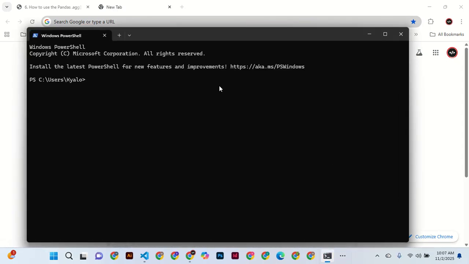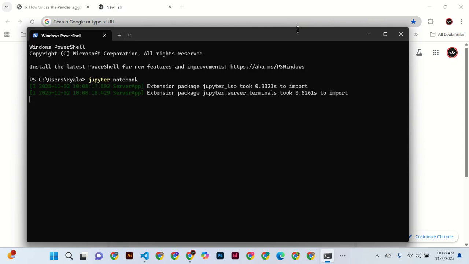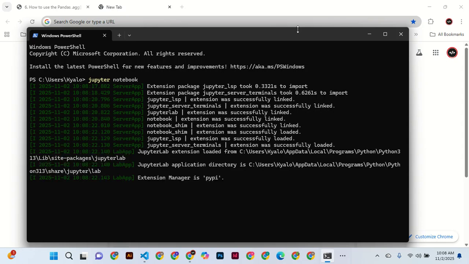As usual, let's start by running the Jupyter notebook. And yes, here we are.